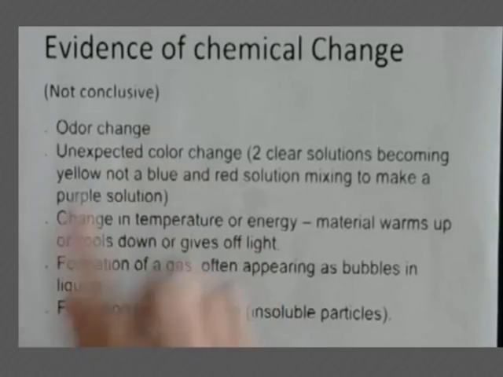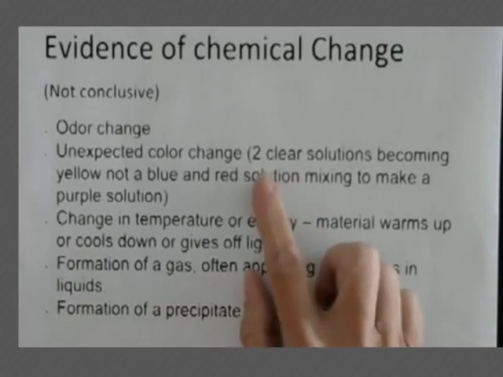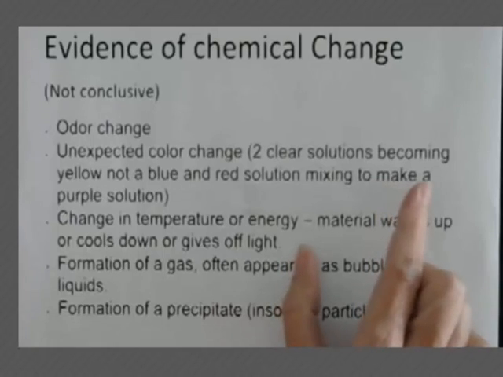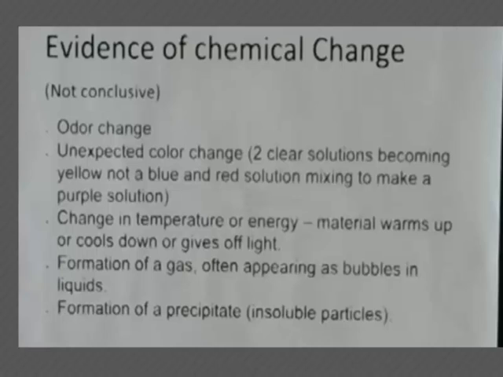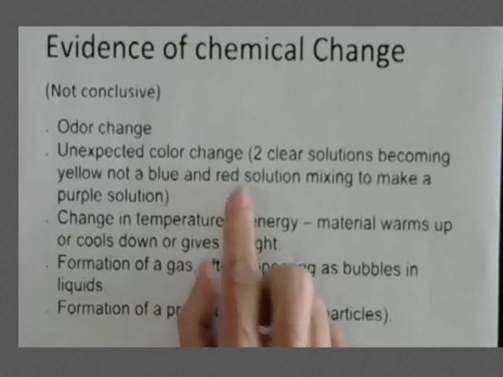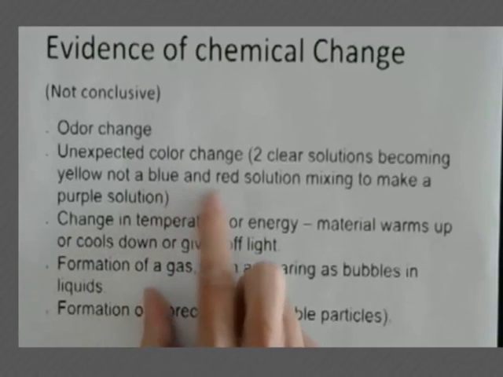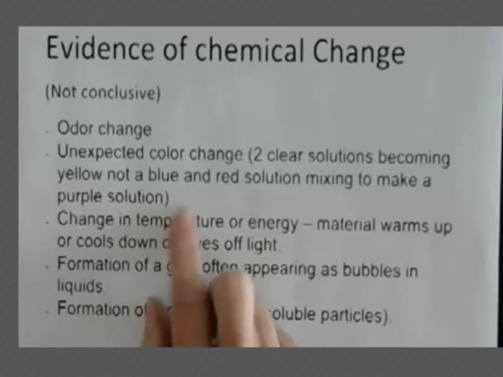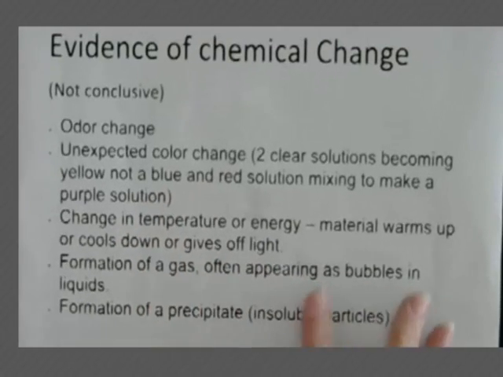You can get an unexpected color change. What do I mean by unexpected? Well, if you take two clear solutions, you would expect it to stay clear. But if it turns yellow, that's unexpected. What's not an unexpected color change? Well, if you take blue and red and it becomes purple, that's expected. You should know that from art. So it has to be something unexpected.